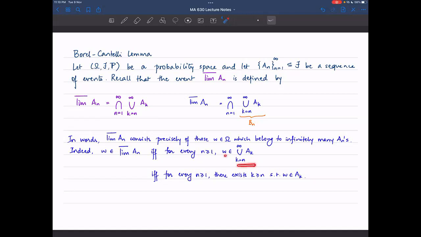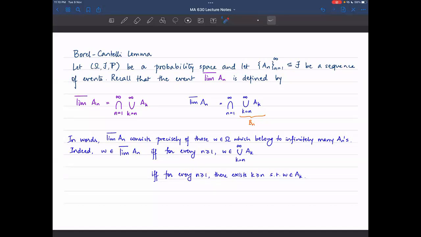Now omega is in this union if and only if it belongs to at least one of the A_k's. So putting the pieces together, omega is in lim sup A_n if and only if for every n greater than or equal to 1, there exists some k greater than or equal to n such that omega belongs to A_k. So one way to interpret this is saying no matter how far you go into the sequence, and that is captured by the number n, somewhere further along the line, namely for some k greater than or equal to n, omega falls in the set A_k. If you think about it, this is precisely a mathematical way of saying that omega belongs to infinitely many A_n's.